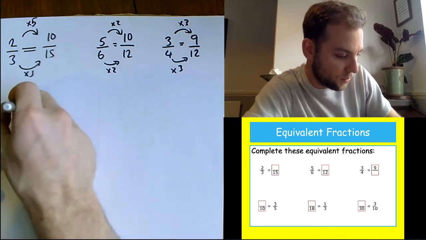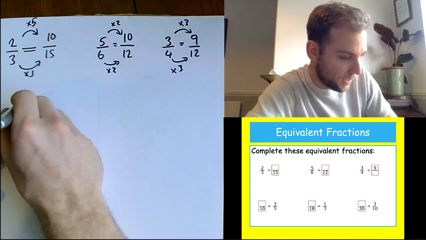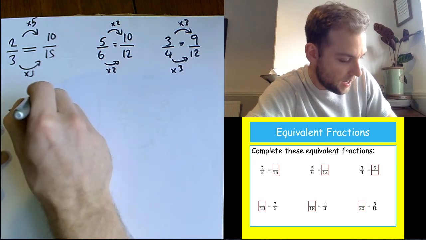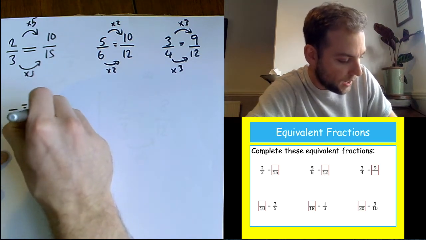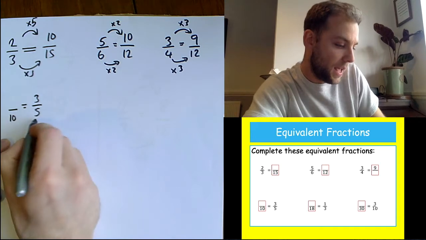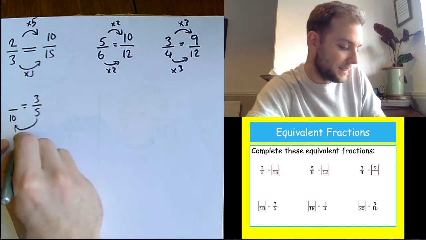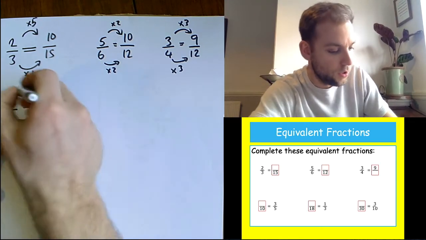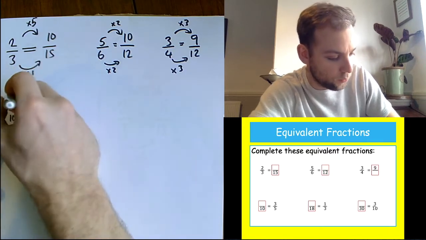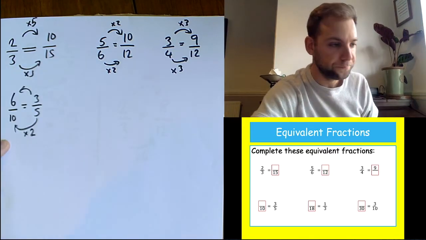Let's have a go at these next ones. So we're doing backwards a little bit here. So 3 over 5, still the same thing. So here, what do I need to times this one by? Exactly the same. I need to times that one by 2. So I need to times the top one by 2, which would be 6 over 10.